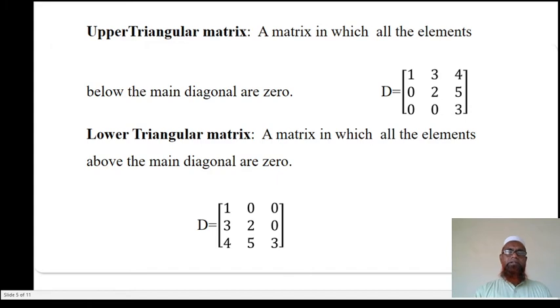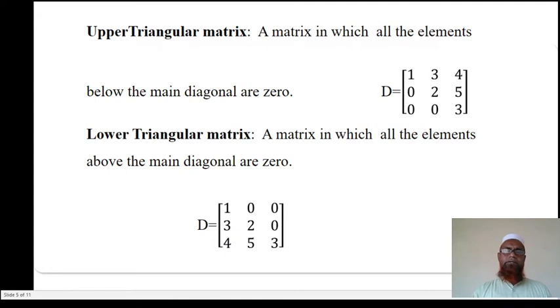Upper triangular matrix: a matrix in which all the elements below the main diagonal are 0. For example, D equal to 1 3 4, 0 2 5, 0 0 3. So here 1, 2, 3 constitute the main diagonal. Below the diagonal, all the elements are 0. This type of matrix is called an upper triangular matrix.